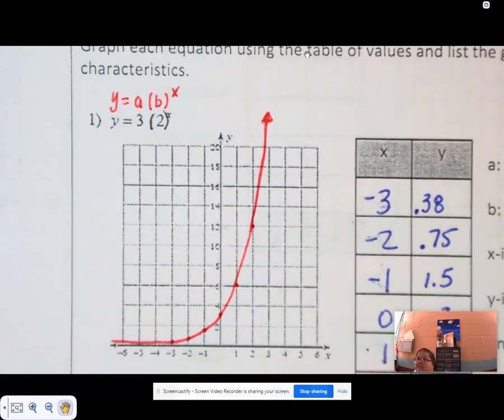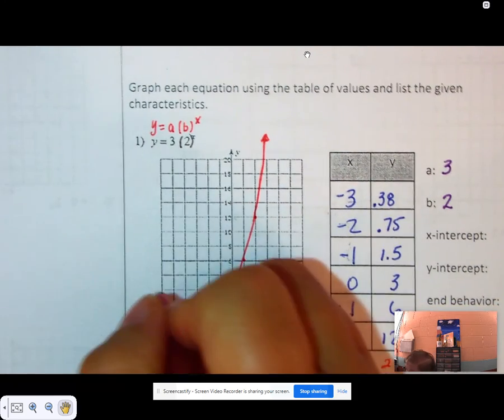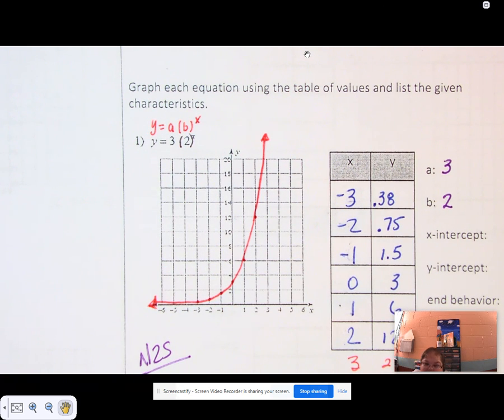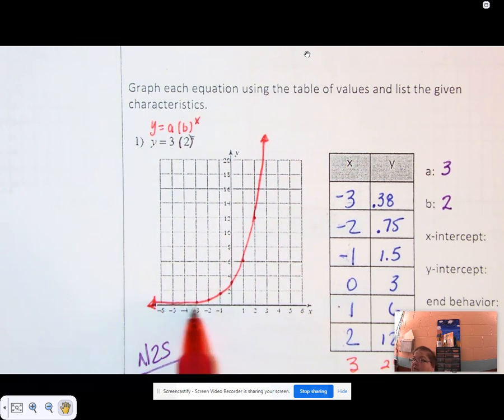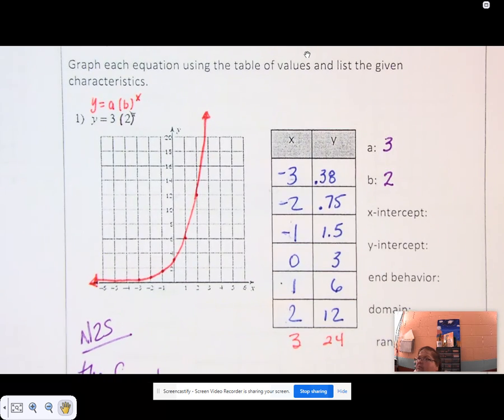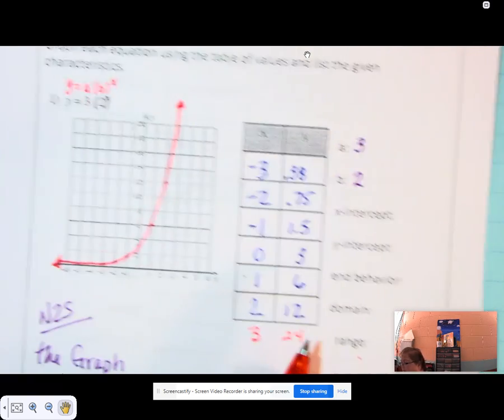So that's what it looks like. It should have an arrow on both ends because it extends forever in both directions. Not looking for perfection, looking for close. So get that close. Now let's talk about what our other characteristics are. Let's discuss those for a moment.